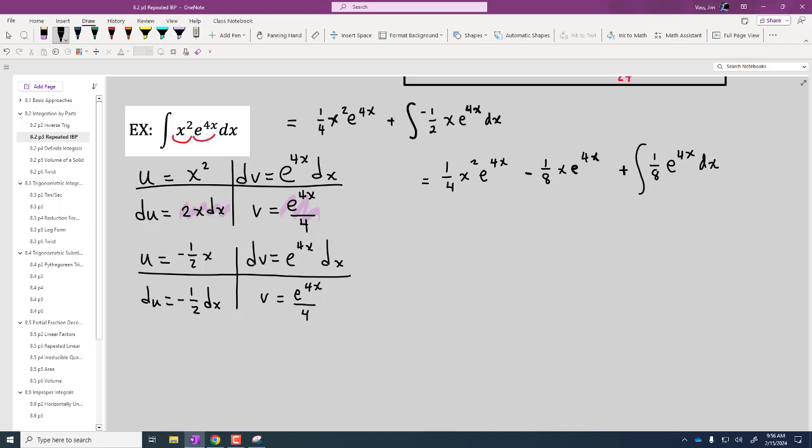How'd you get the -1/8? So the -1/8 is coming from u times v. If we multiply -1/2 times 1/4, the 2 is in the denominator, the 4 is in the denominator, so we'll get a -1/8.